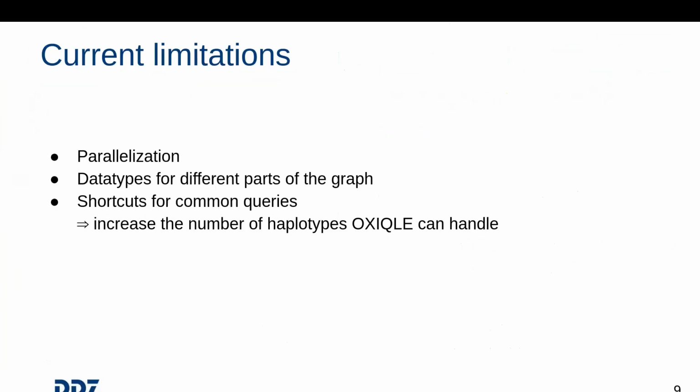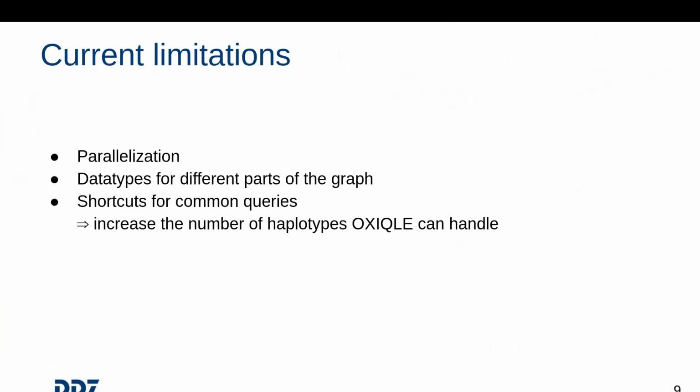So what are our current limitations? Currently we are still missing parallelization for Oxical. There are also some data types missing, which would reduce the amount of memory that Oxical uses. And there can also be a few more shortcuts in the way Oxical deals with common queries, all of which would make Oxical faster and reduce its memory footprint.